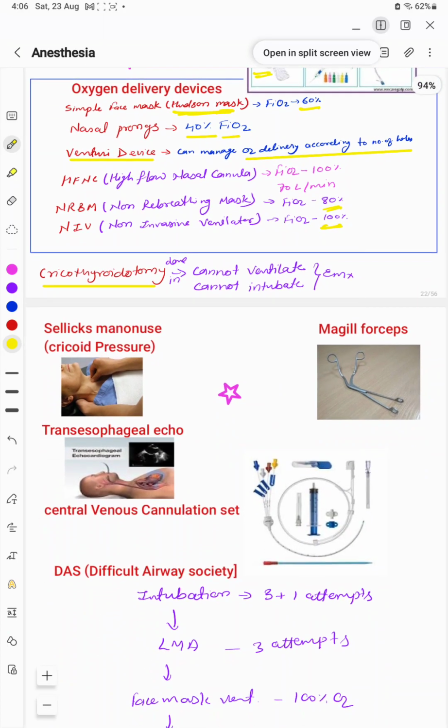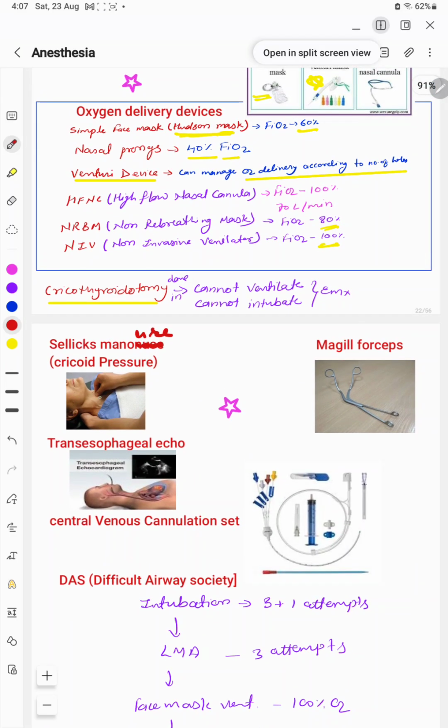Okay, here this is Sellick maneuver. In Sellick maneuver, we press on the cricoid. It will be given as an exam question. We do Sellick maneuver for the prevention of aspiration.